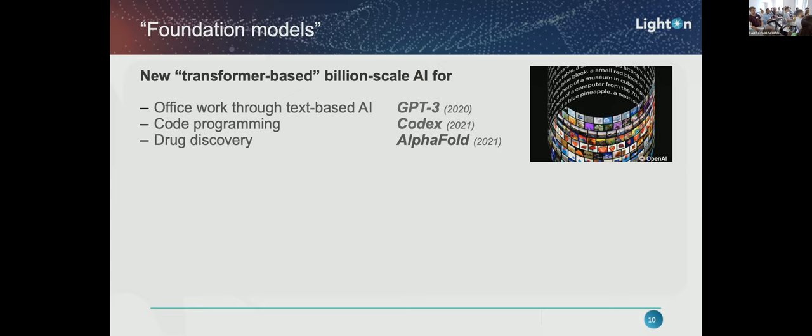Drug discovery as well. AlphaFold, you may have heard of it, is a program that predicts the 3D structure of proteins. And there's all this new excitement about image generation now as well, like DALL-E, or Stable Diffusion. This is a new class of what's called foundation models, based on transformers. Transformers are the new architecture behind all of that. I will come back to that later.